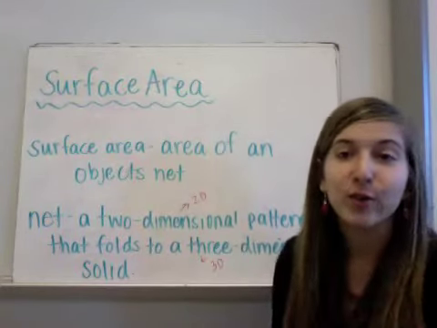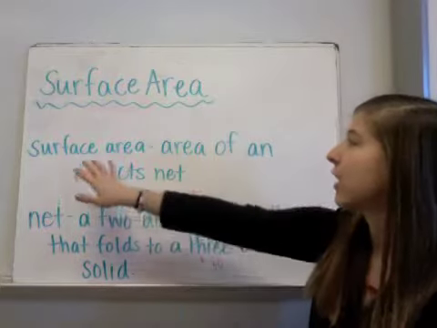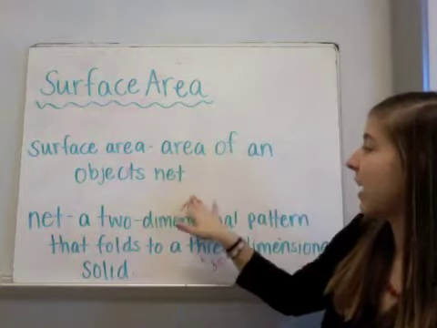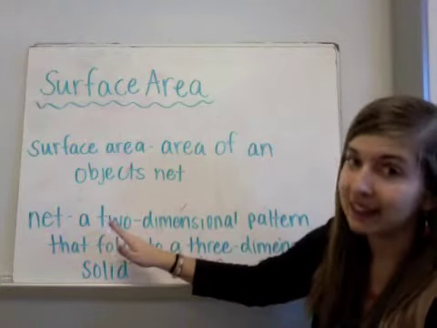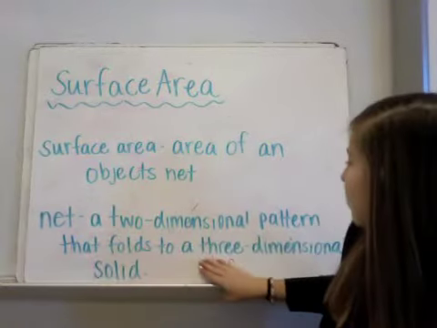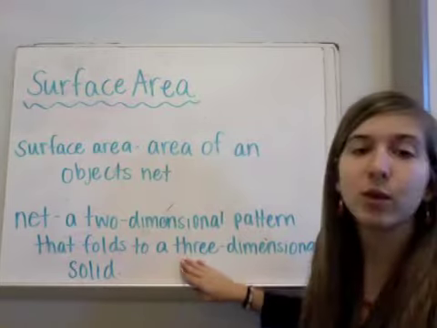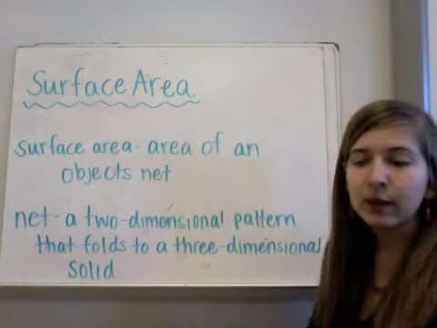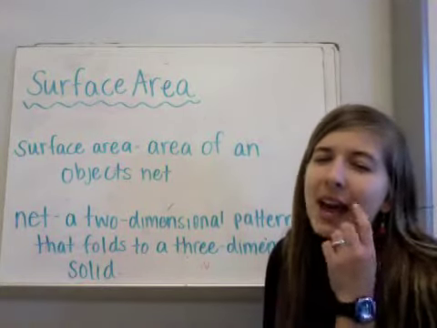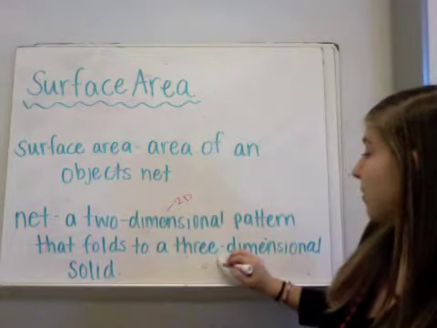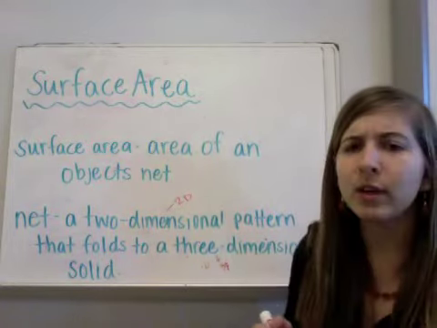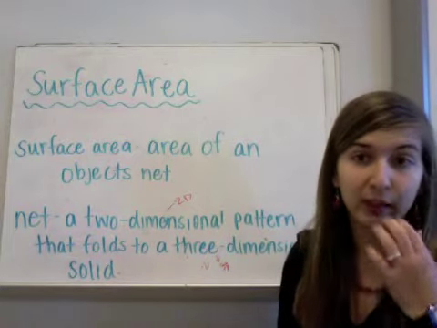So let's start off with just two quick definitions. The surface area is the area of an object's net. And now we need to know what a net is. A net is a two-dimensional pattern that folds into a three-dimensional solid. So a net is 2D, while the solid is three-dimensional. I'm going to show you some examples of what that would look like.